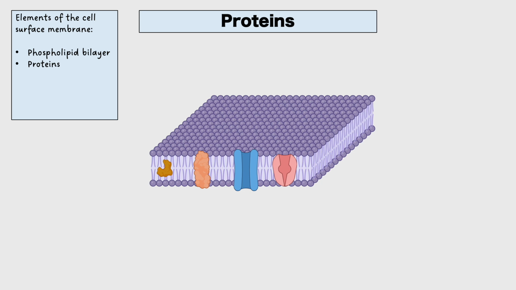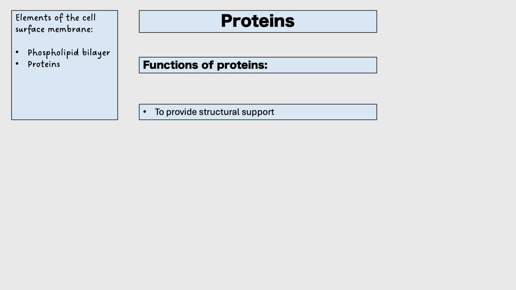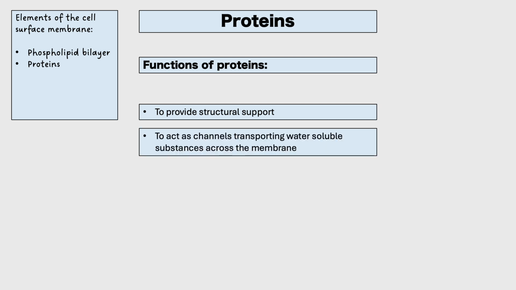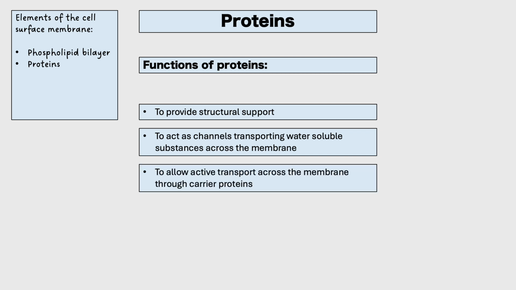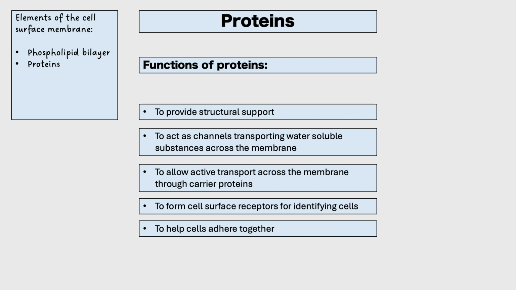Here are the functions of the proteins in the membrane: to provide structural support, to act as channels transporting water-soluble substances across the membrane, to allow active transport across the membrane through carrier proteins, to form cell surface receptors for identifying cells, to help cells adhere together, and to act as receptors.